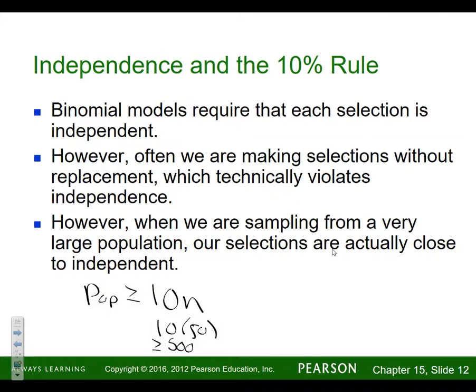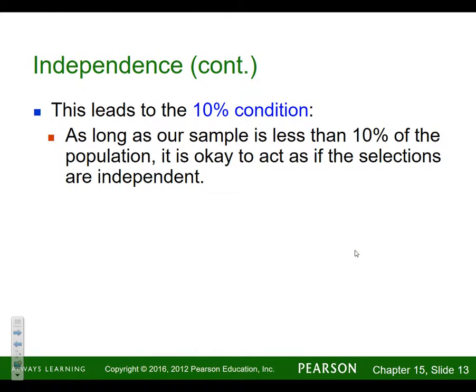Nubs? Okay. Questions on the 10% rule? Cool beans. Pretty simple stuff. So here's that condition, okay? As long as your sample is less than 10% of the population, then it's okay. So whenever you're doing that binomial under independence, make sure that you check that condition by doing the math part of it, okay?